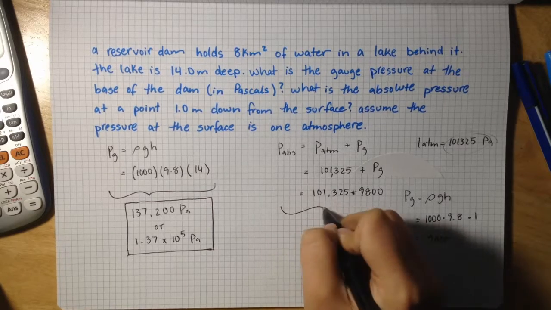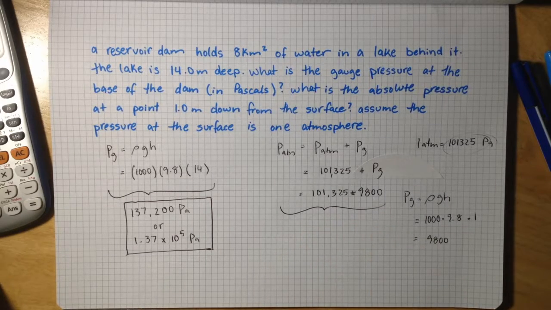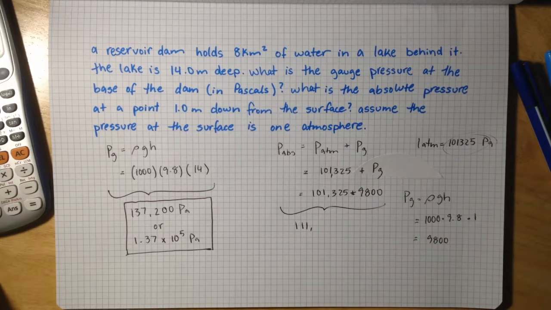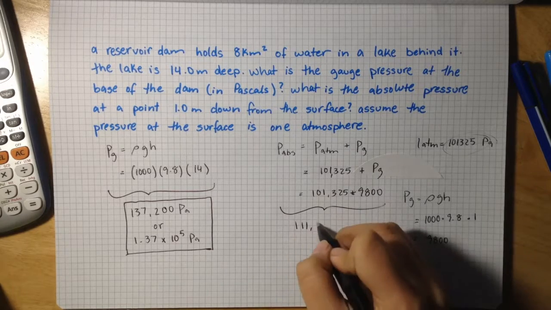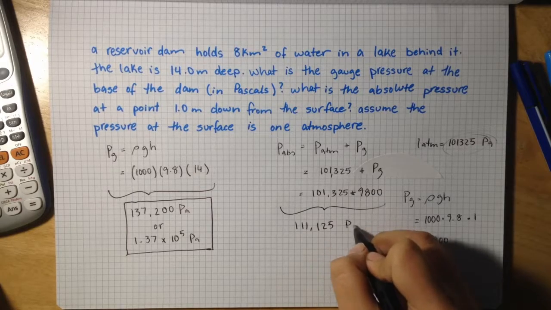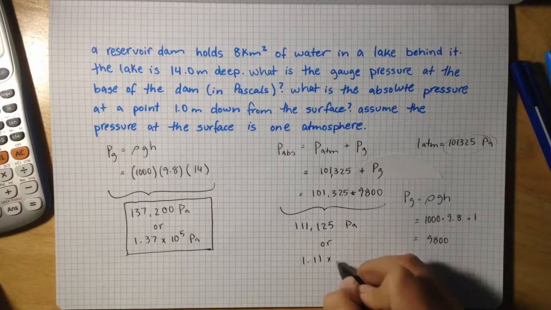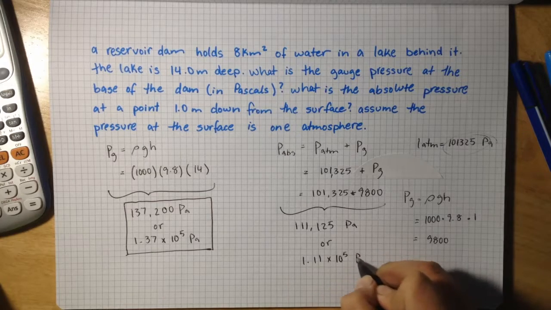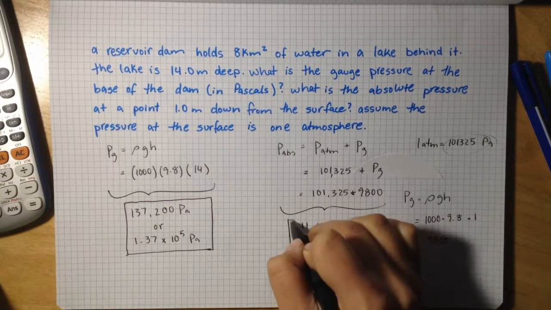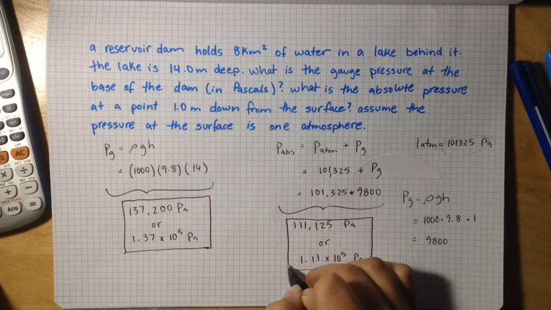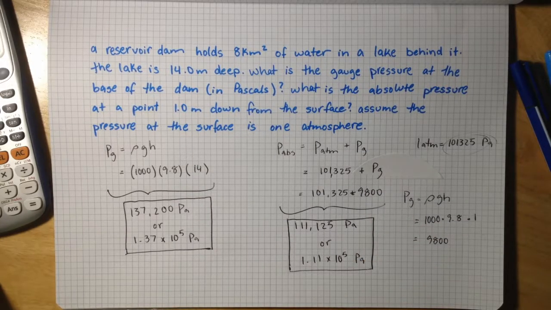And the sum of these two is 111,125 Pascals, or in scientific notation 1.11 times 10 to the 5th Pascals is what the absolute pressure is at a point 1 meter below the surface of the lake.